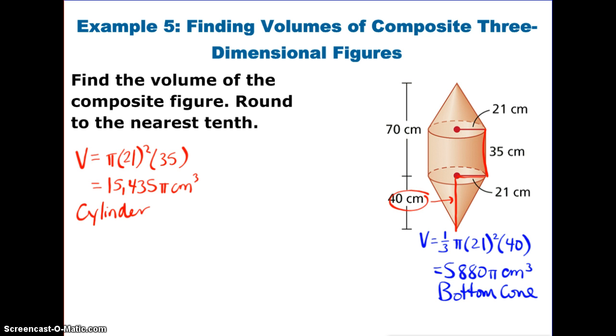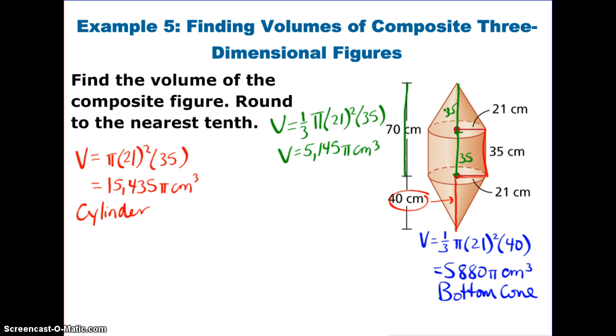And then our next job is to find the volume of the top cone. In order to do that, we would need to find this height. However, we're not given precisely that information. We're given that from the tip of the cone to the bottom of the cylinder is 75. We already know that from here to here is 35. That means the height of the top cone is 35. So the volume is going to be 1/3 pi times radius squared times the height of 35. So the volume of the top cone is going to be 5,145 pi centimeters cubed.